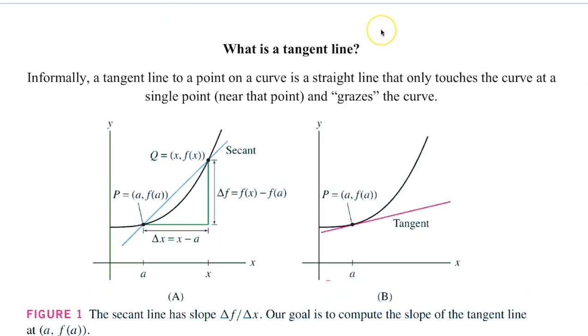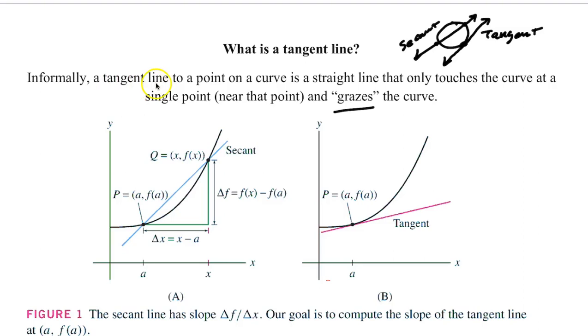So what is the tangent line? If you remember back from geometry when we had a circle, the tangent line is the one that crosses the circle at one spot. We'd say it grazes the circle. We also had secant lines. Secant lines are the ones that cross the circle at two spots. And we have the same thing here with a function.